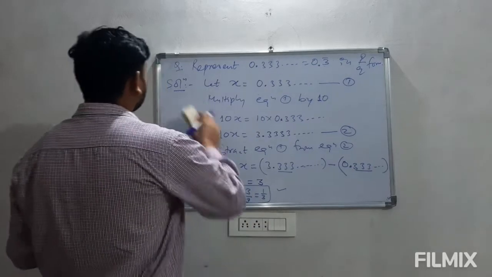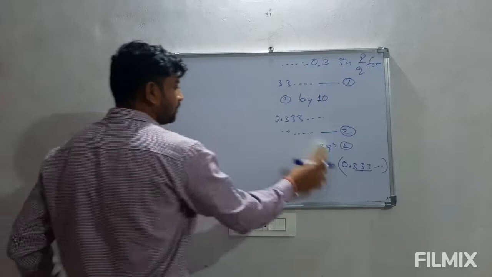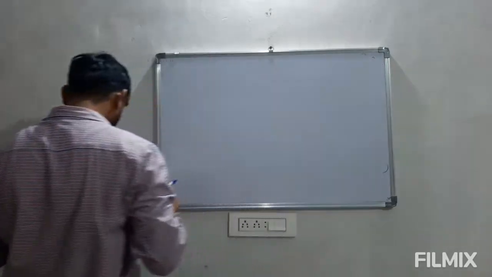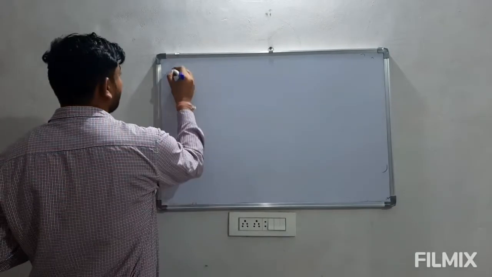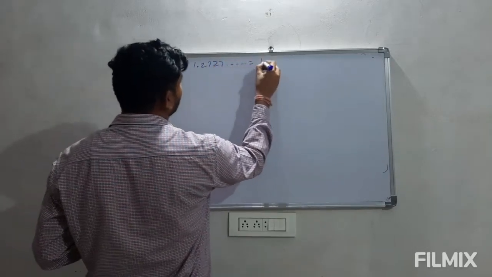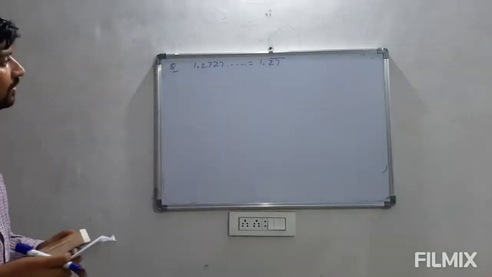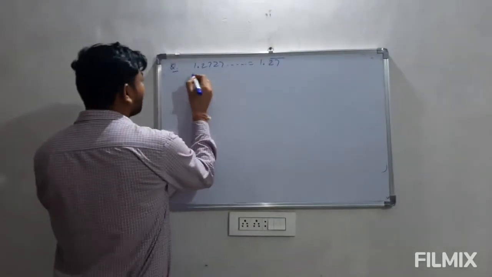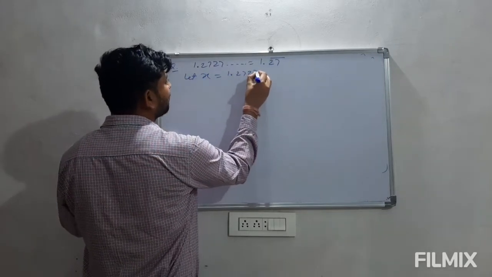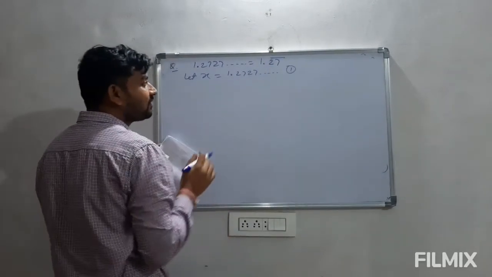Now let us come to a new question in which I will take 2 digits being repeated, so you will understand better. For example, if we take 1.2727 and so on, that is 1.27 bar, we want to represent this number in the form of p by q. For representing this, we start the same way. Let x is equal to 1.2727 and so on. This is equation 1.